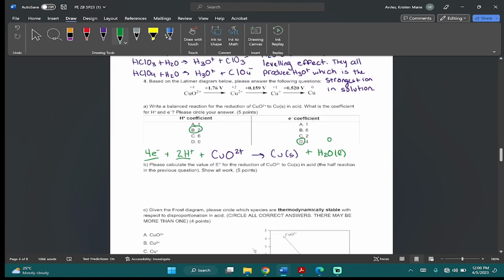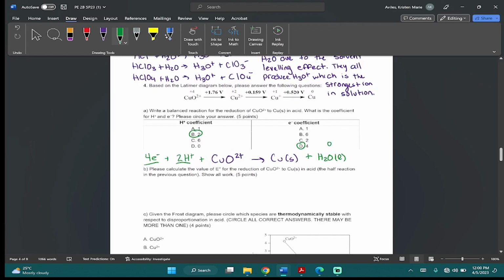The next one, any questions on balancing redox reactions? Same steps every single time you do it. Balance things that aren't oxygen and water, balance oxygen, balance water, balance charge. Always do it in that order. If you don't, it gets a little messy.